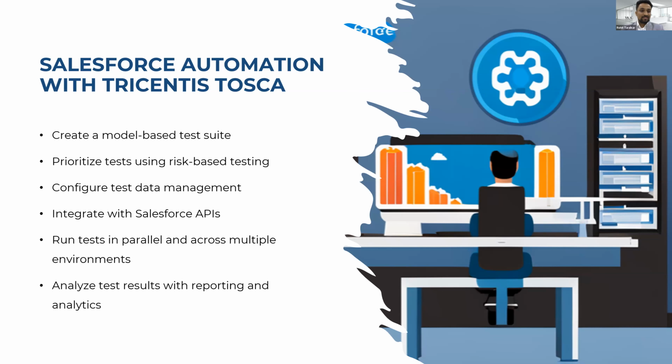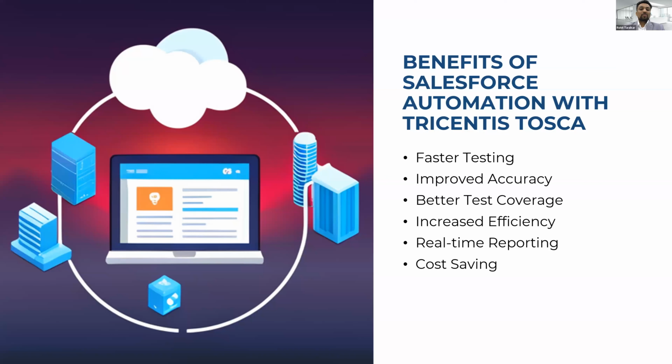Let's move to the next slide. We are going to see some benefits now. Faster testing. With Tricentis TOSCA's model-based testing approach and risk-based methodology, organizations can create and execute tests faster and more efficiently, reducing the overall testing time.